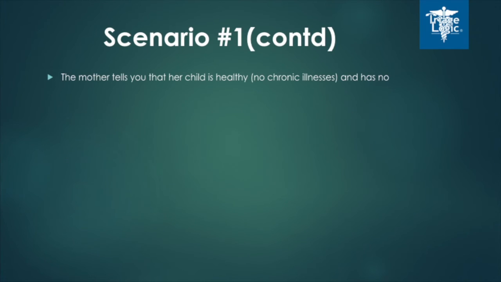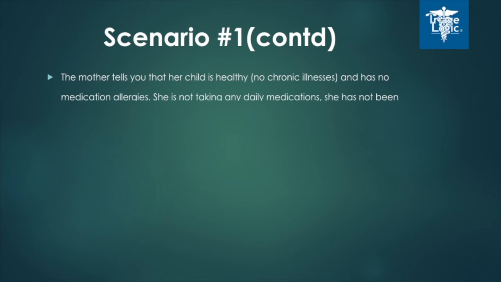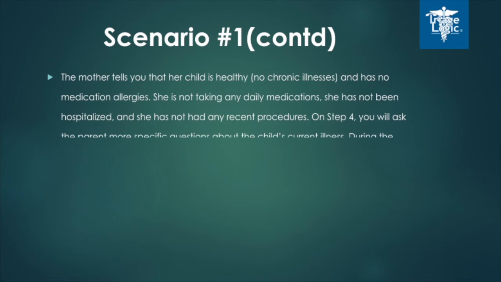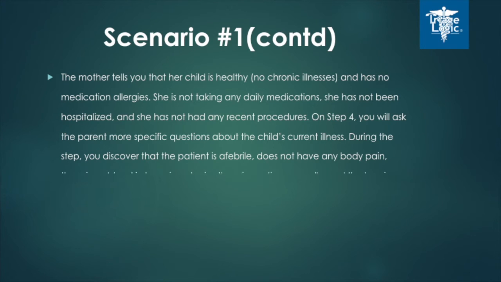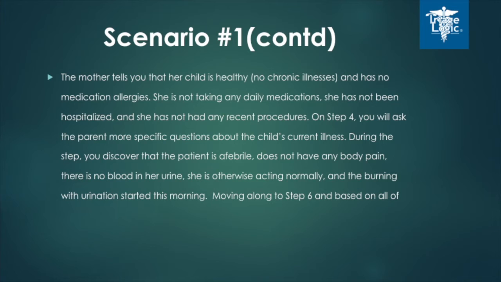Mom tells you this child is healthy. She has no chronic illnesses and no medication allergies. She's not taking any daily medications and has not been hospitalized or had any recent procedures. On to step 4, where you will ask the parent more specific questions about the child's current illness.